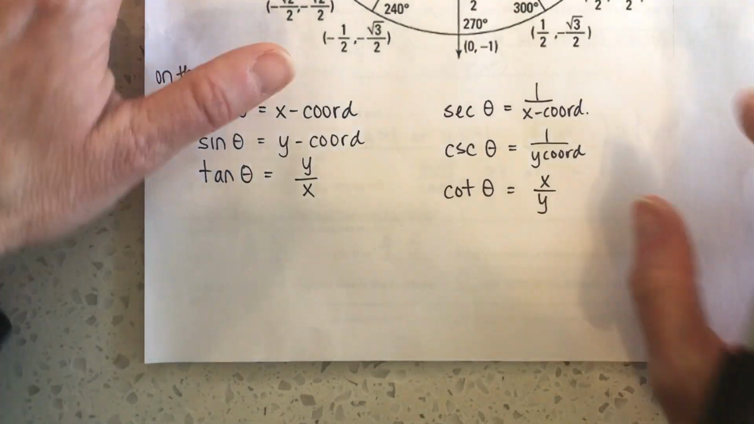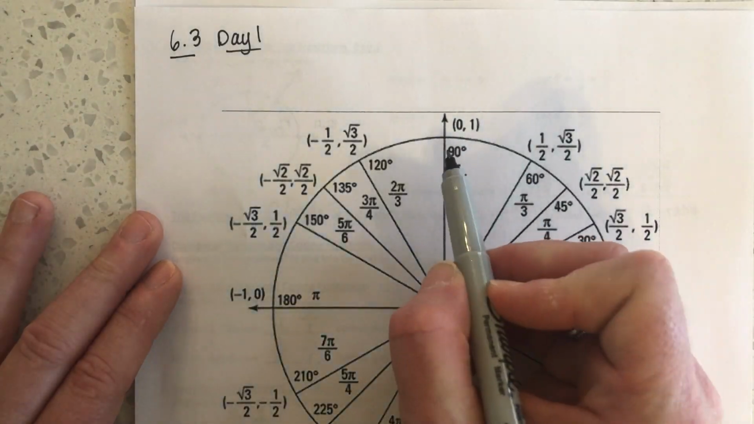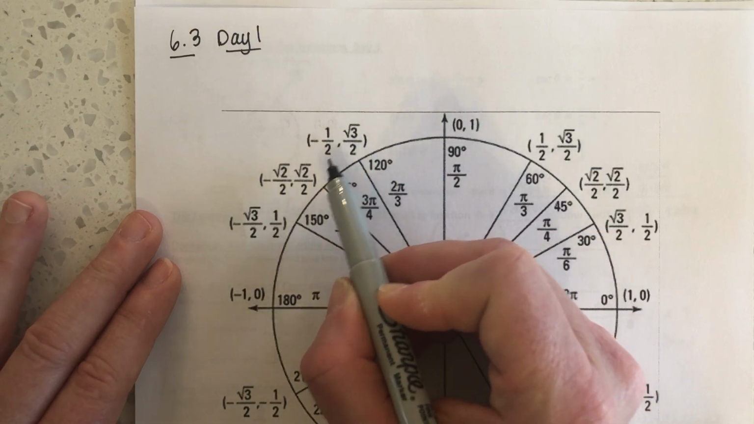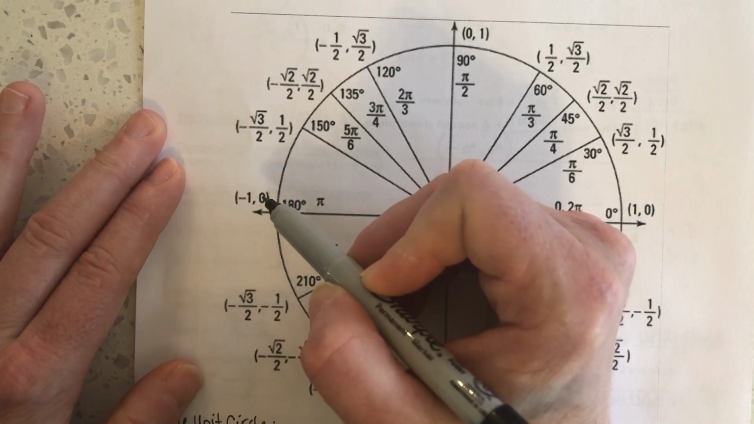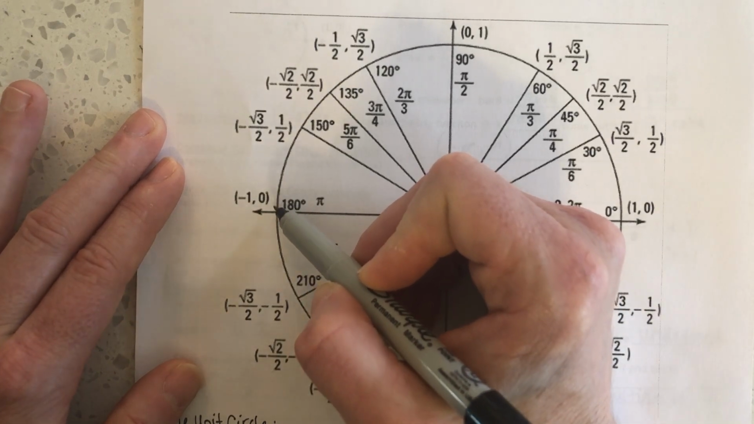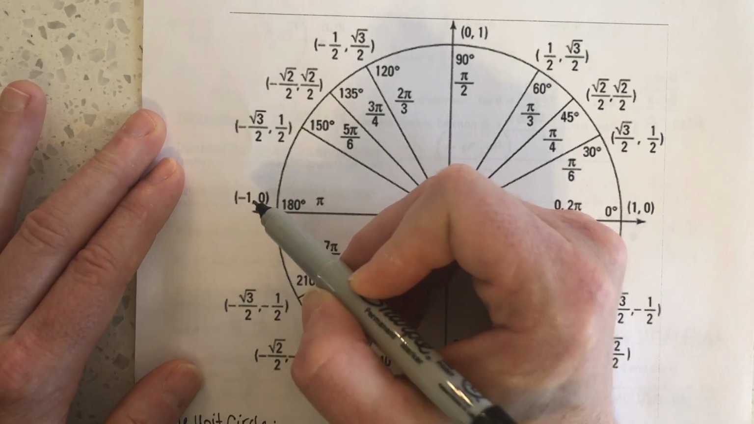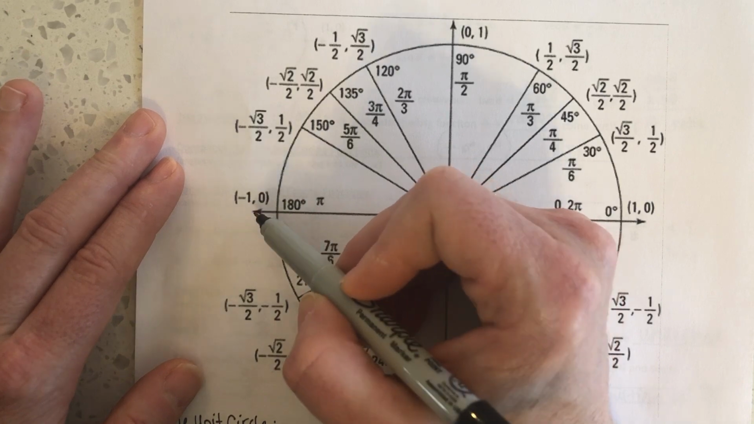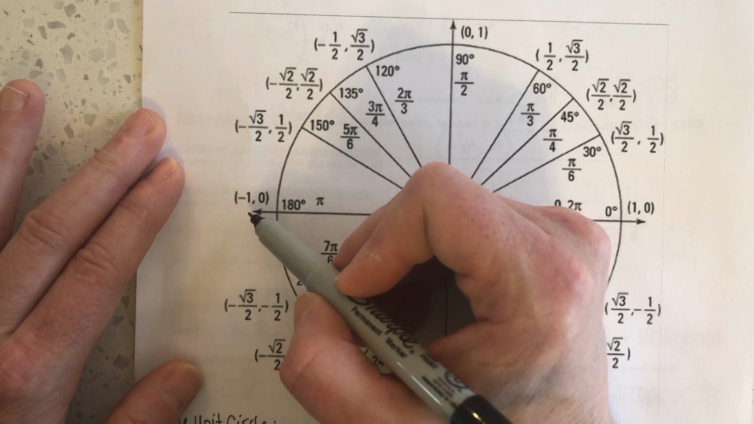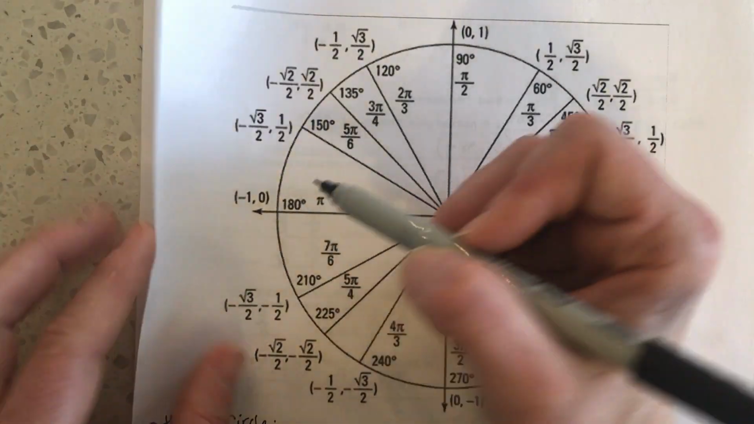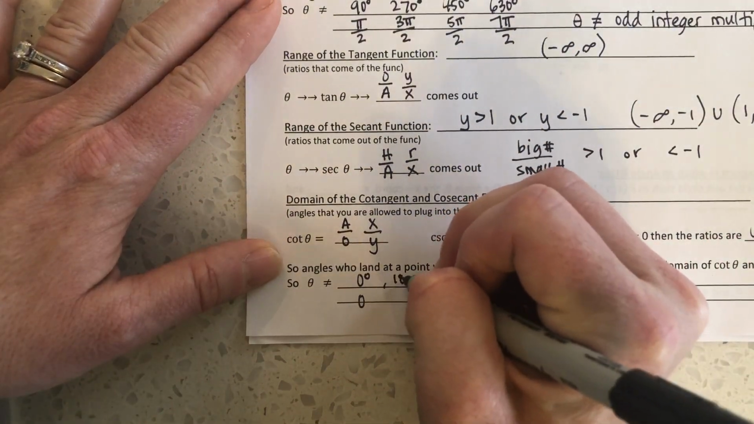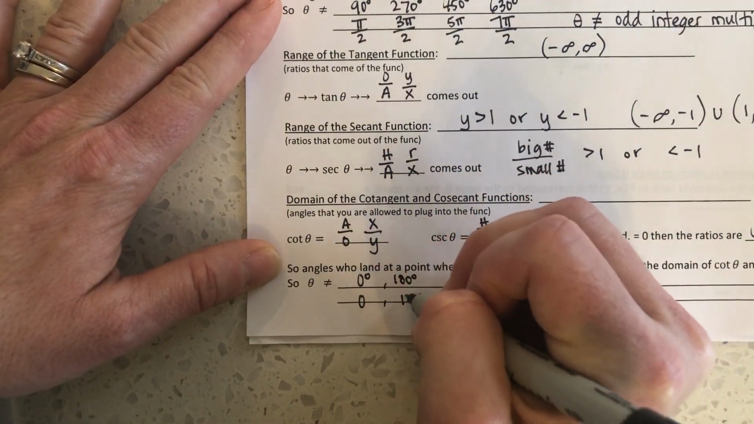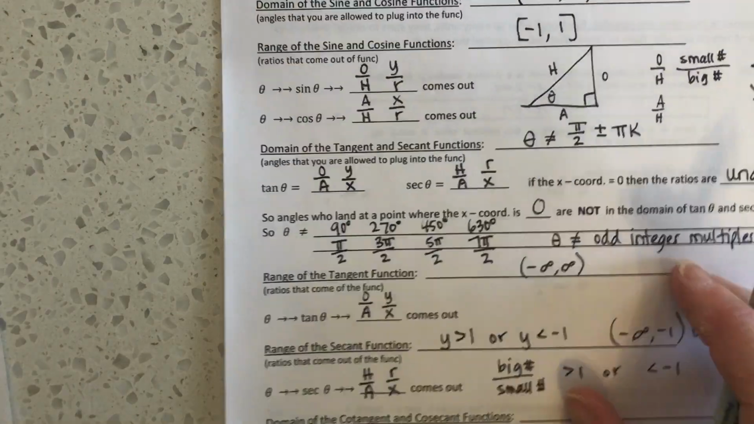Well, who else has a y coordinate of 0? No, no, no, no. Yes, 180 degrees has a y coordinate of 0, which means the cotangent of 180 degrees is an undefined ratio. The cosecant of 180 degrees is an undefined ratio. So 180 degrees is out. It's not in the domain. And that's also known as pi radians. All right, so pi radians is out.